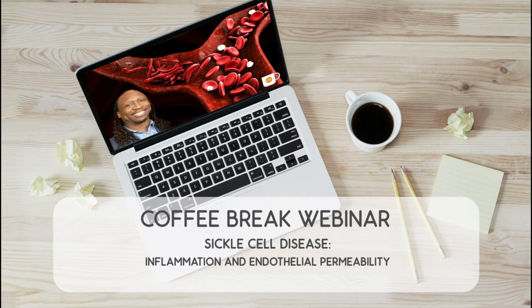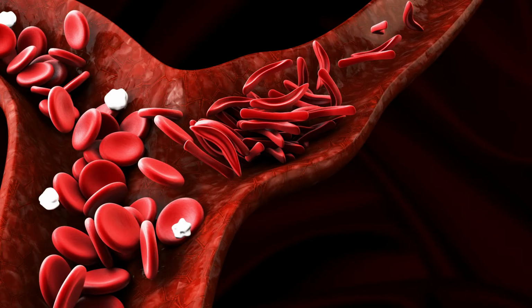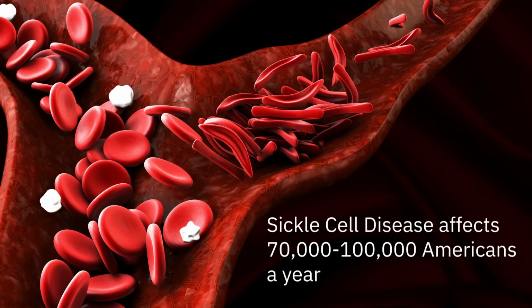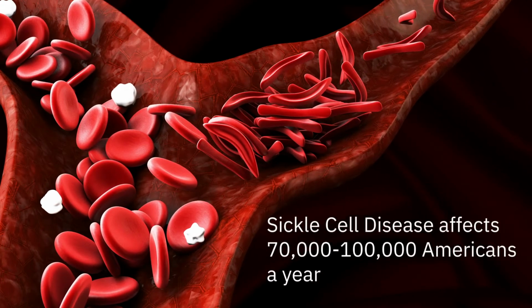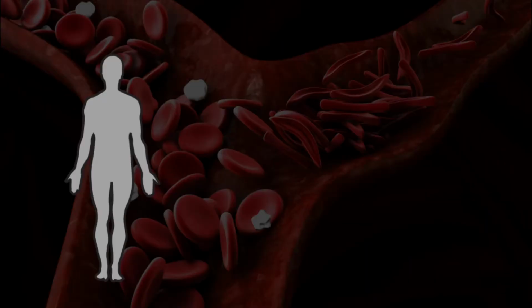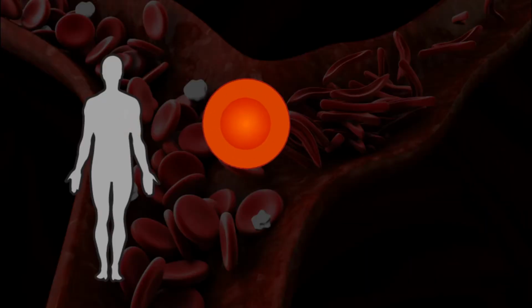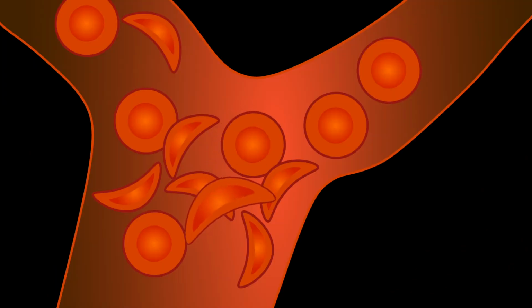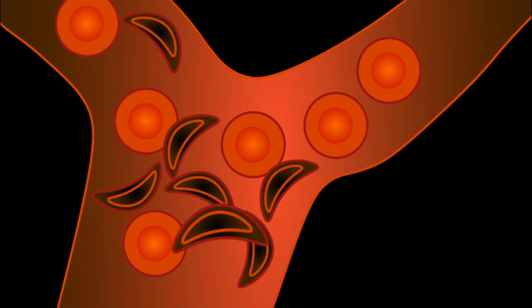Today's topic is Sickle Cell Disease, Inflammation and Endothelial Permeability. Sickle cell disease is a group of inherited red blood cell disorders that affects an estimated 70,000 to 100,000 Americans a year. When a person is born with sickle cell disease, the red blood cells contort into a sickle shape. The sickle cells then can get stuck in small blood vessels and die early, causing red blood cell shortages and a decrease in blood flow, resulting in pain and other complications.